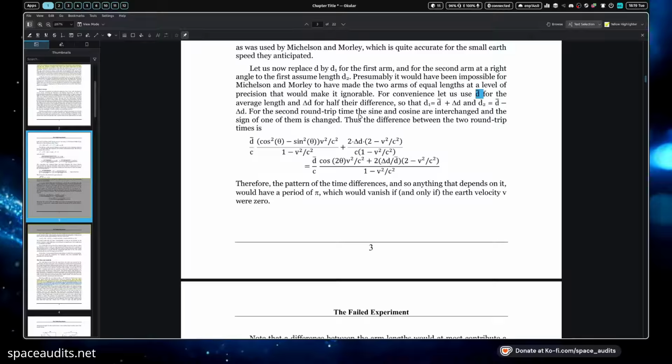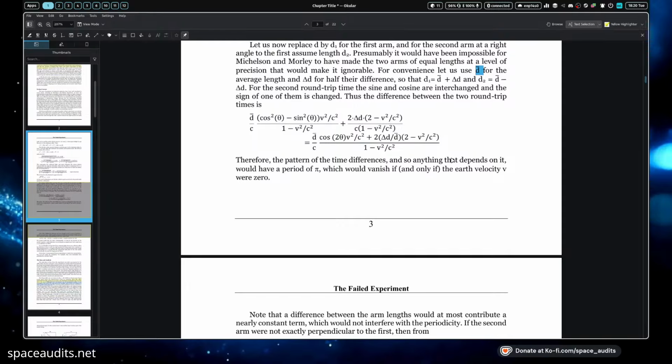For the second round trip time, the sine and the cosine are interchangeable, and the sine of one of them is changed. So again, making it the full value instead of half of what it should be. Thus, the difference between the round trips is given by this equation here. Therefore, the pattern of the time differences, and anything that depends on it, would have a period of pi, which would vanish only if the Earth was at a velocity of 0.